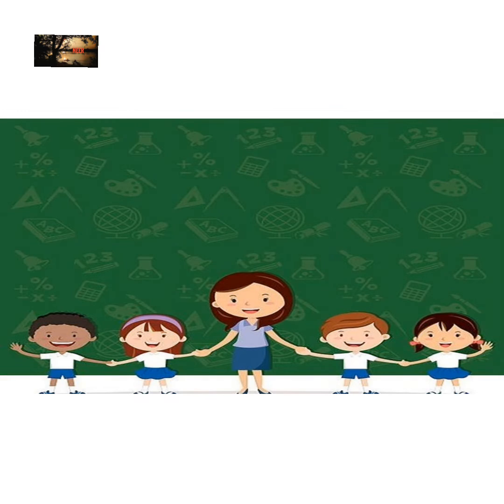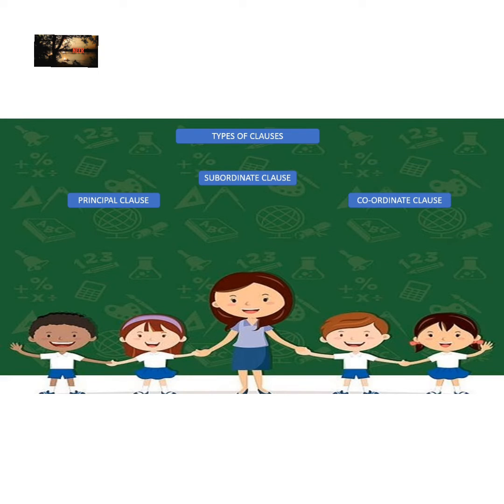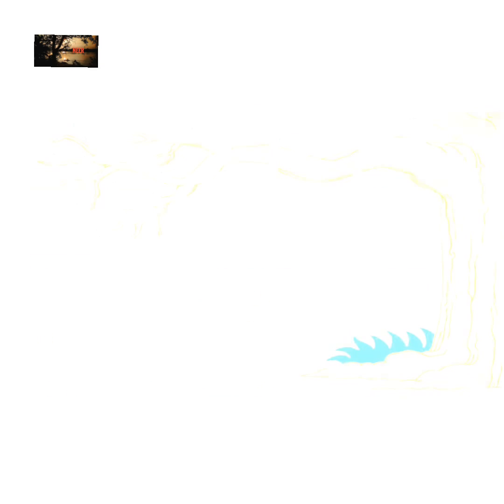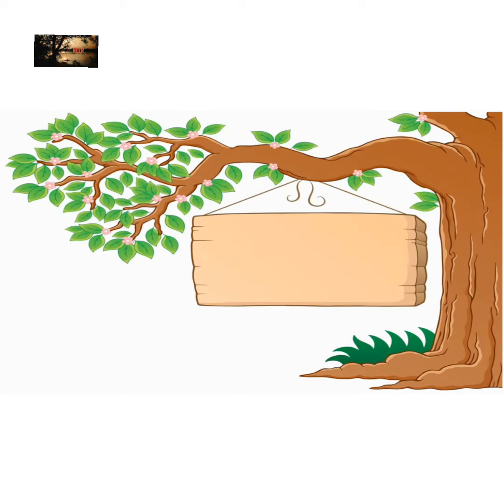Mainly clauses are of two types, independent and dependent. Independent clause, we may also call a principal clause, and dependent clauses are of two types. One of them is subordinate clause and the other one is coordinate clause. Subordinate clause is also divided into three parts: noun or nominal clause, adjective or relative clause, and adverbial clause. Now let's have some examples of nominal clause to understand.